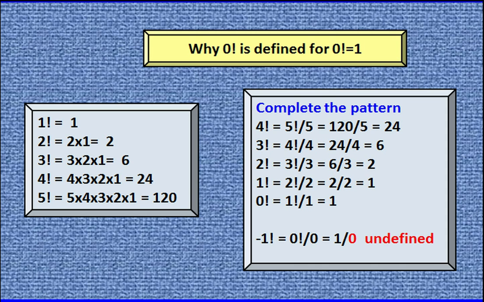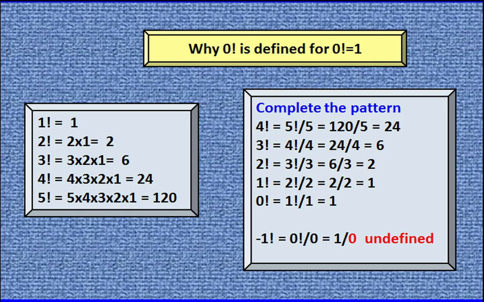Another reason to see why 0 factorial should be equal to 1 is to complete the pattern for the known factorials. We know that 4 factorial equals 5 factorial divided by 5, which is equal to 120 divided by 5, which is equal to 24. 3 factorial is equal to 4 factorial divided by 4, which is equal to 24 divided by 4, which is equal to 6. 2 factorial is equal to 3 factorial divided by 3, which is equal to 6 divided by 3, and this is equal to 2.